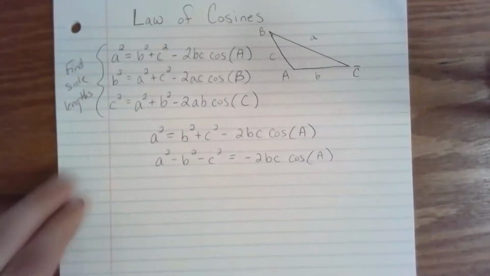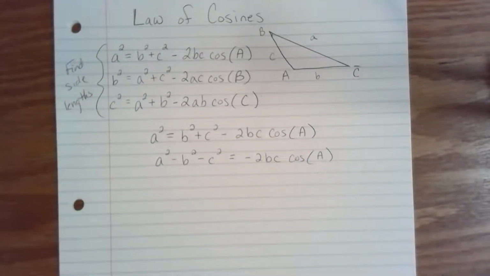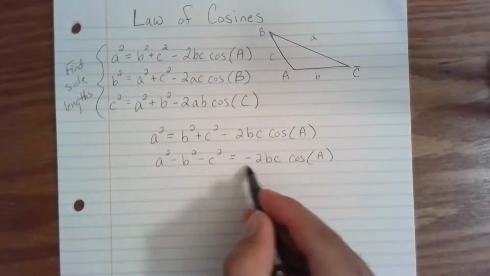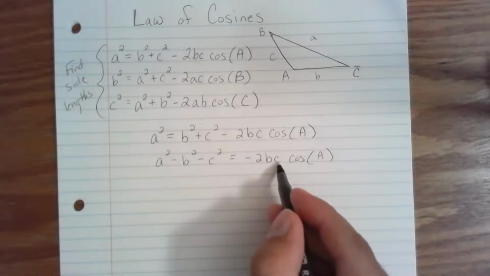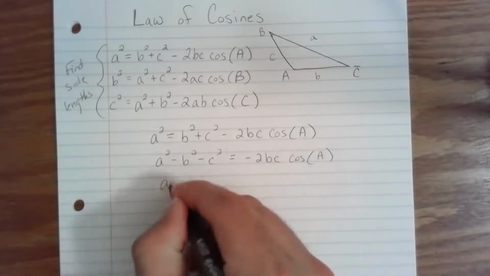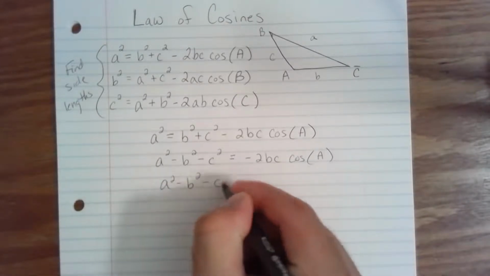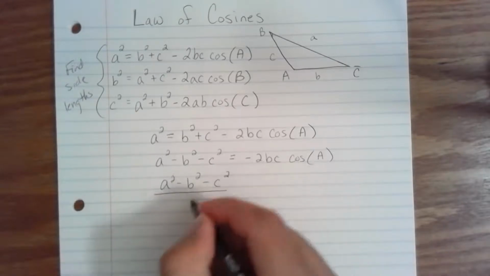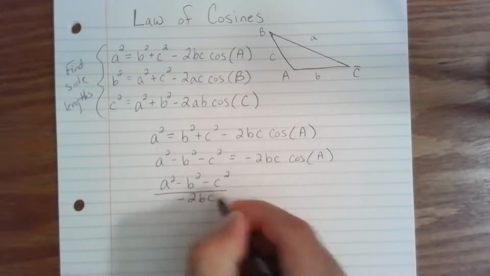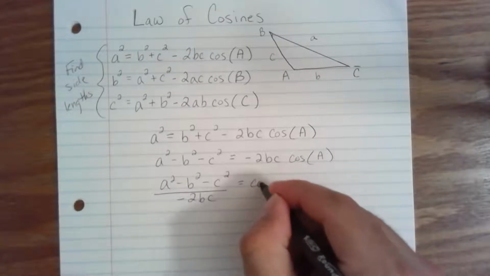So here we are, we've subtracted b squared and we subtracted c squared from both sides of our equation. And we're going to follow that by dividing by the numbers in the front here, the negative 2bc. So we have a squared minus b squared minus c squared all over negative 2bc, which will now be equal to cosine of big A.